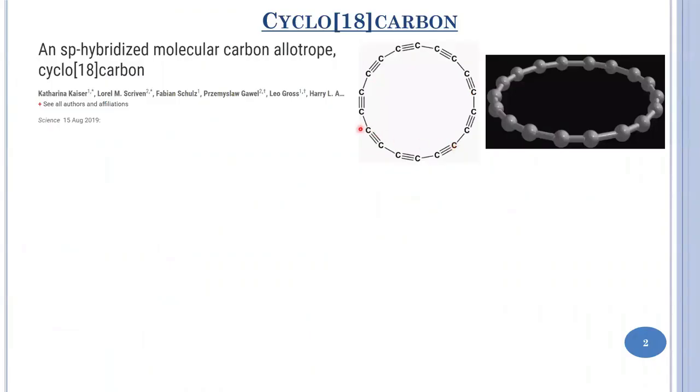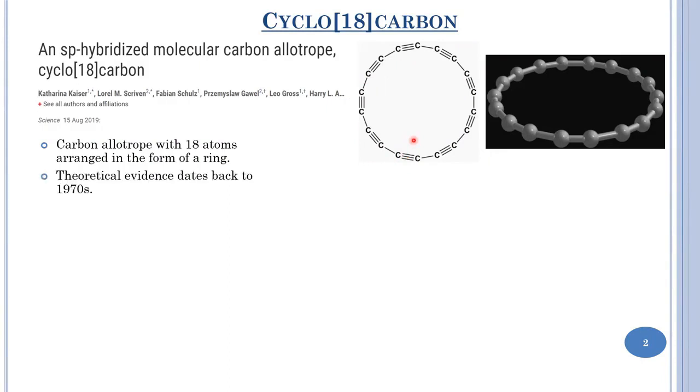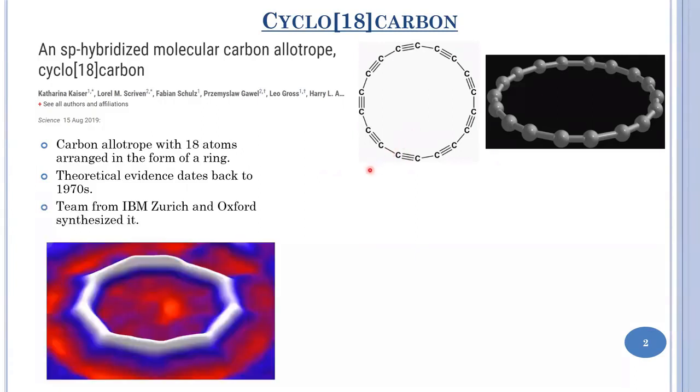The first recent news was the discovery of cyclo-18 carbon. This cyclo-18 carbon is nothing but an allotrope of carbon, similar to graphite or diamond. It has 18 carbon atoms arranged in the form of a ring with alternate single and triple bonds. Its theoretical discovery dates back to the late 1970s, but only with the advent of fabrication technology was it realized by a team from IBM Zurich and Oxford who synthesized it.